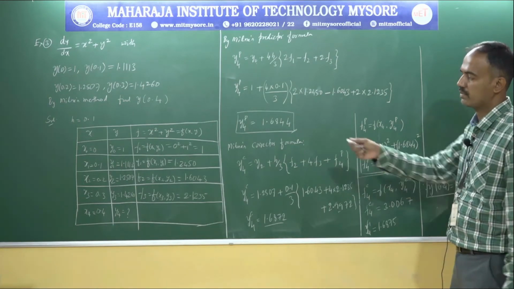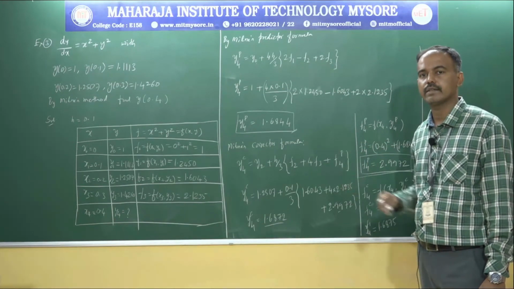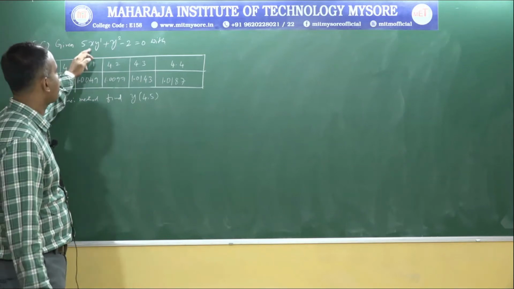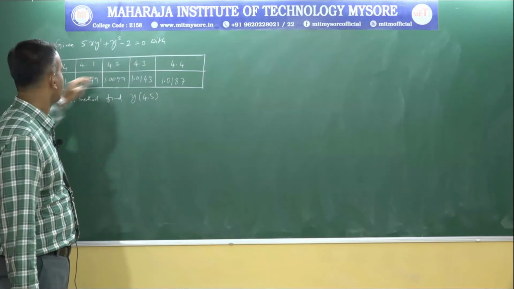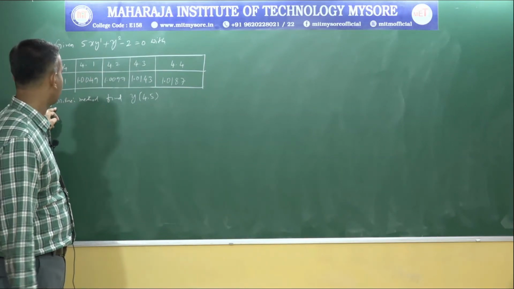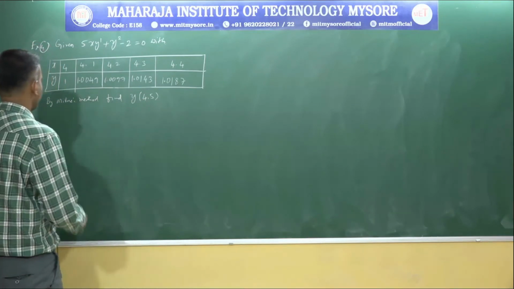That's why here we can estimate the y4 value at the particular point of x4. Next example: given 5xy' plus y squared minus 2 is equal to 0, with the table data given, now by Milne's method find y of 4.5.